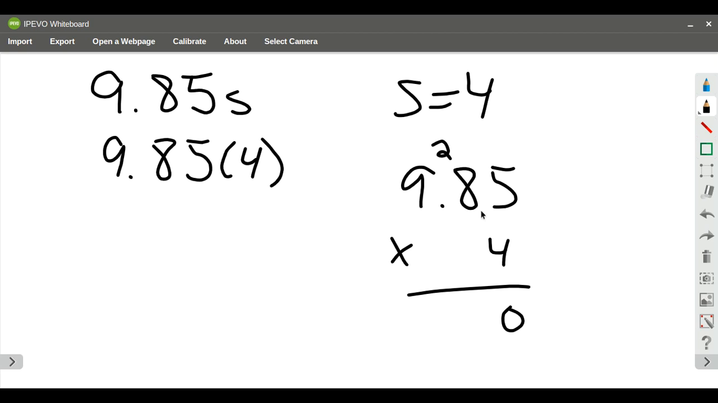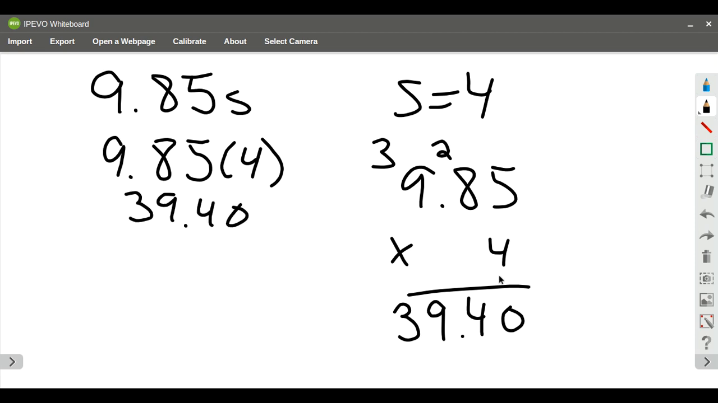4 times 8 is going to be 32 plus 2 is going to be 34. Put down the 4, regroup the 3. 4 times 9 is going to be 36 plus 3 is going to be 39. And then I have 2 values behind the decimal. So my answer is going to be 39 40/100.